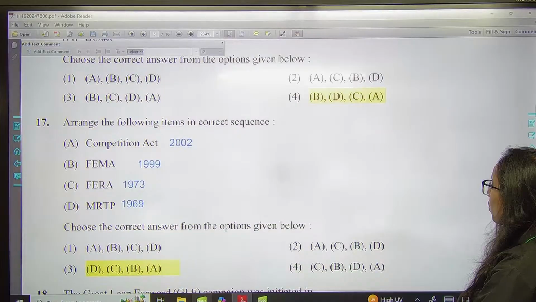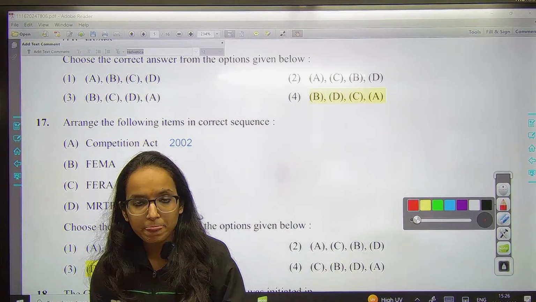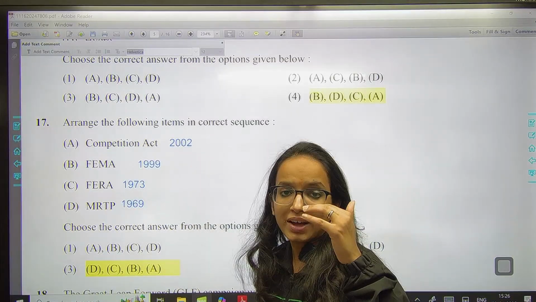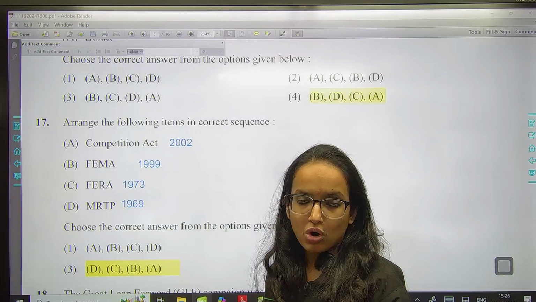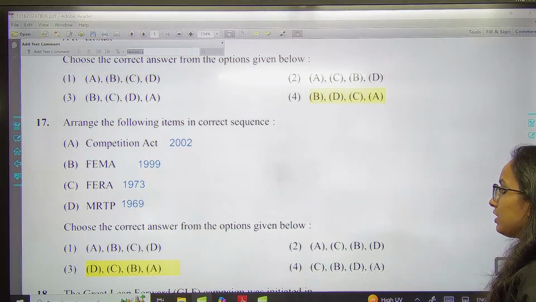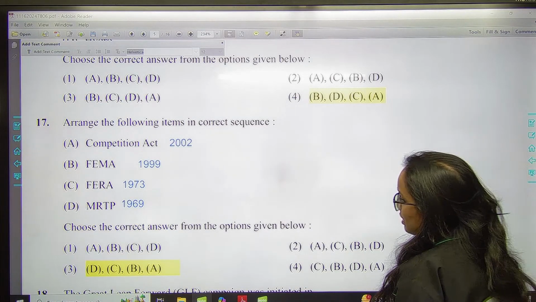Again the chronological sequence. So you see, in a single paper you have got this question 3 times, right? Same paper, 3 times the question of arranging in correct chronological order. So this is something you cannot avoid, right? Competition Act, FEMA, FERA, MRTP. So here the answer would be DCBA.